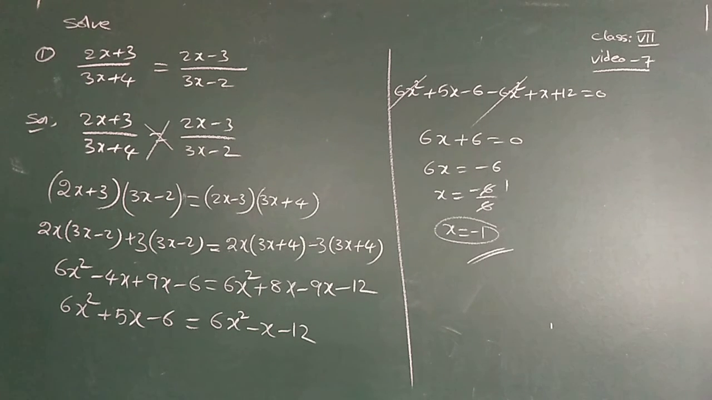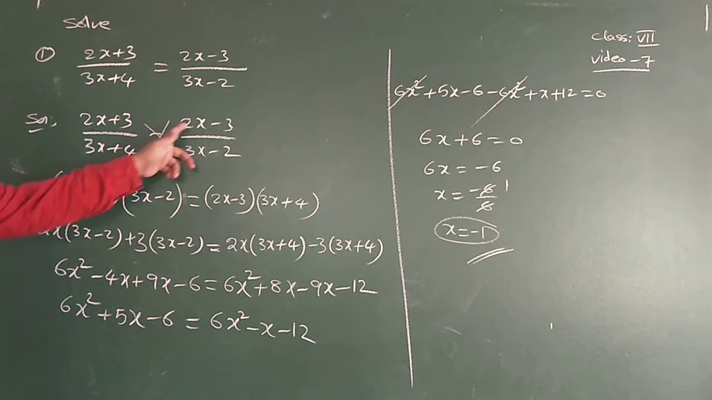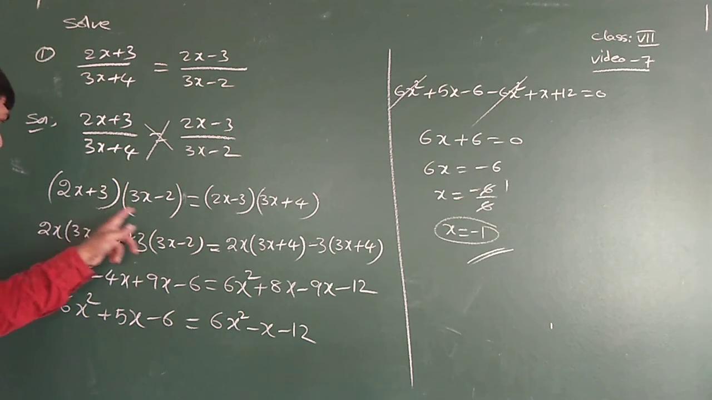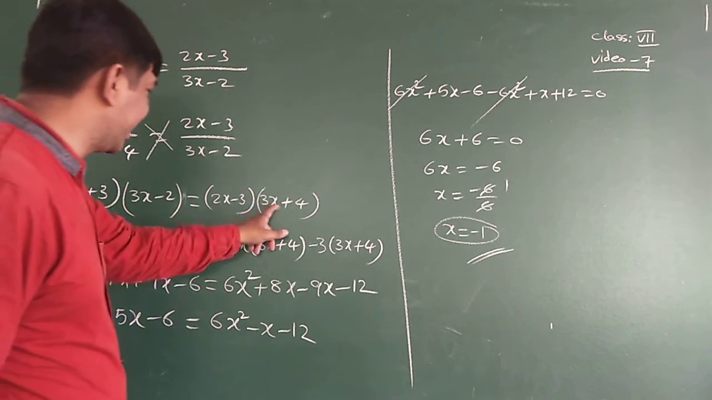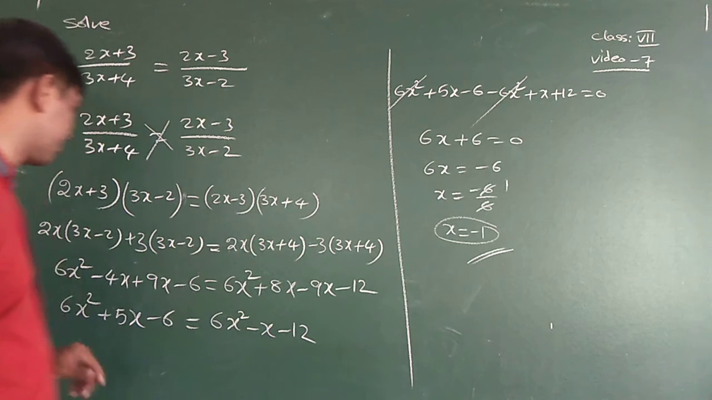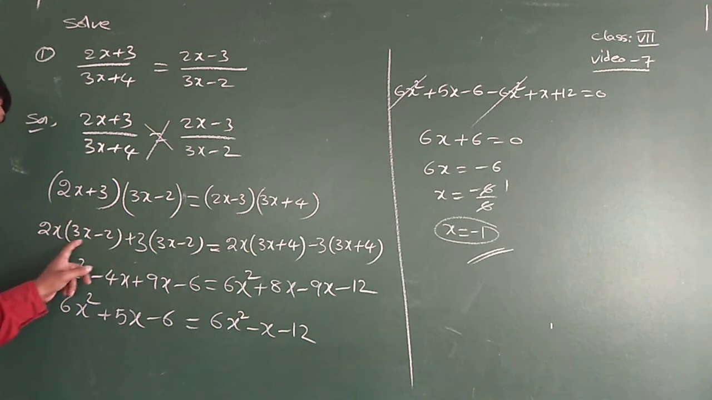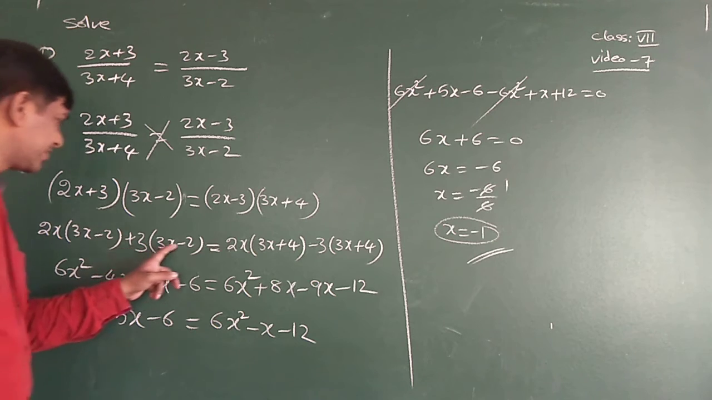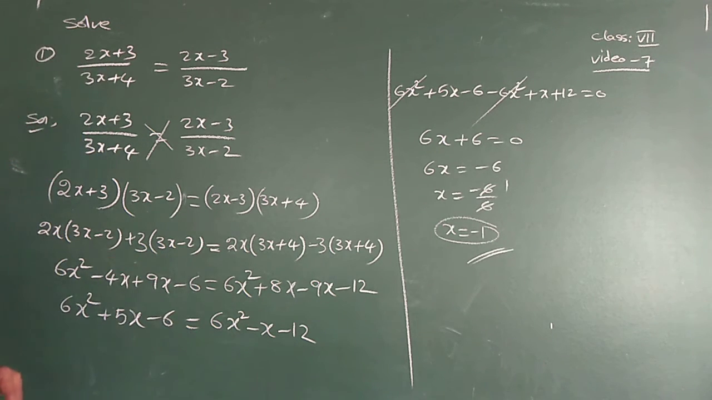See here, by cross multiplying: (2x + 3)(3x - 2) = (2x - 3)(3x + 4). Expanding, 2x(3x - 2) + 3(3x - 2) = 2x(3x + 4) - 3(3x + 4). Now 2 3s are 6, x into x is x square; plus into minus is minus, 2 2s are 4x. Plus into plus is plus, 3 3s are 9x; plus into minus is minus, 3 2s are 6.